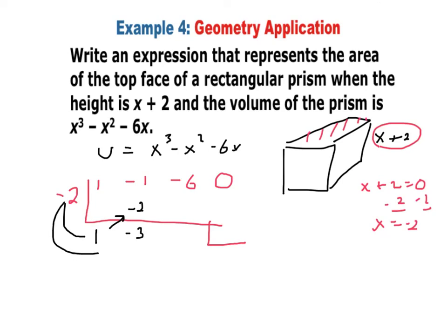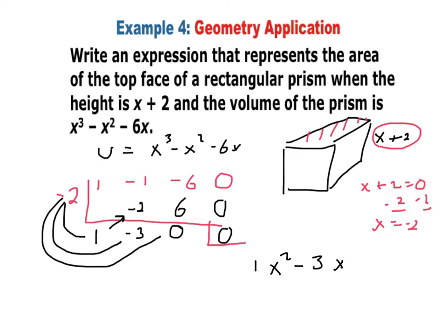Now I'm going to multiply. Negative 2 times negative 3 is 6, and that gives us 0. Then negative 2 times 0 is 0, and 0 plus 0 is 0. So since 0 is the remainder, that tells us that it goes in evenly. Now remember, I need to step down 1 degree. It's x cubed, so when I rewrite this quotient, it's going to be 1x squared minus 3x, and I don't need to put the plus 0. You could if you want, but I wouldn't, because 0 plus anything is just that same anything.